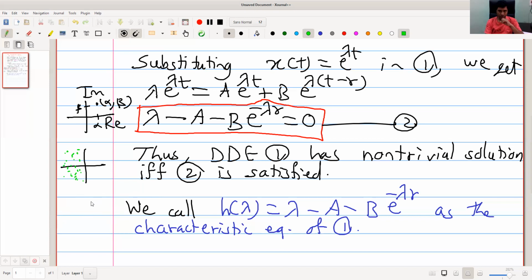So there is some number, say alpha, such that all the eigenvalues of this delay differential equation lie on the left hand side of the vertical line parallel to the y-axis, passing through this point, say (alpha, 0). So all the eigenvalues are on the left. Let us see this result.